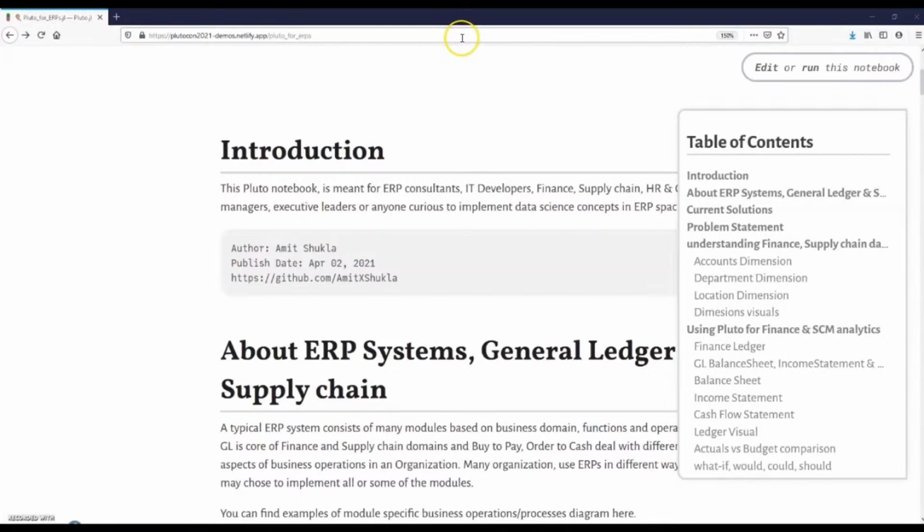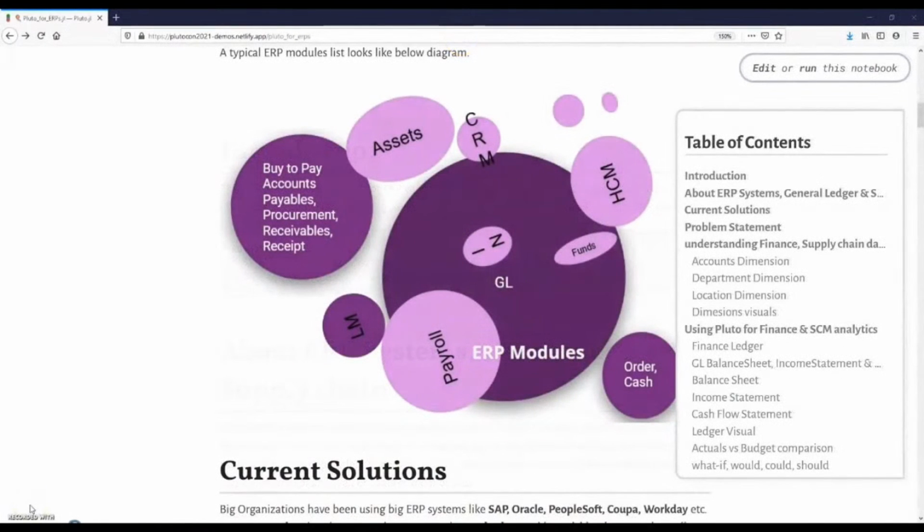Now, let's get started. ERP systems manage different aspects of business operations. For example, human capital management, HCM, manages employee and payroll information. You have CRM, which manages customer relationship management. From a finance and supply chain perspective, as you can see on my screen, in a typical ERP system, the general ledger is the core module of the finance and supply chain systems. Then you have other business processes surrounding the GL, for example, buy to pay, order to cash, procure to pay. Those are the different operations that deal with the different business functionalities in an organization.